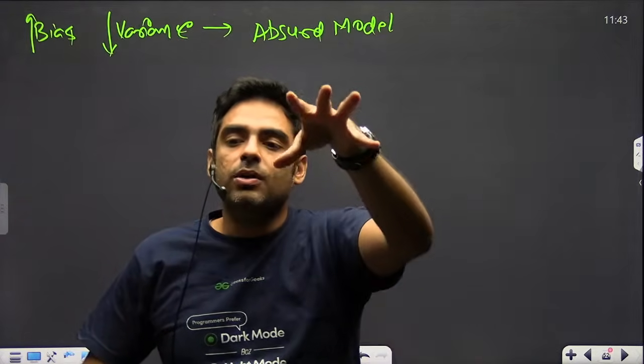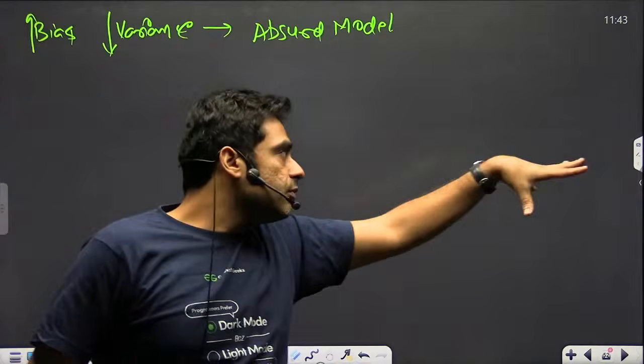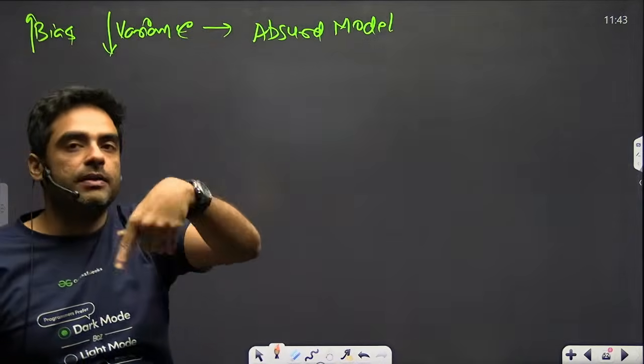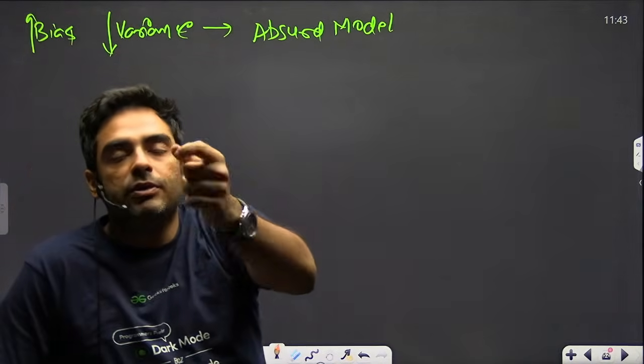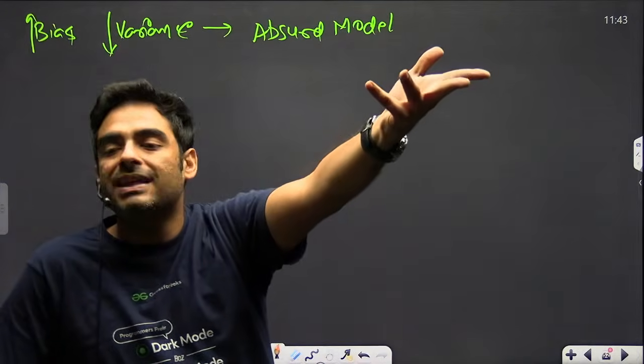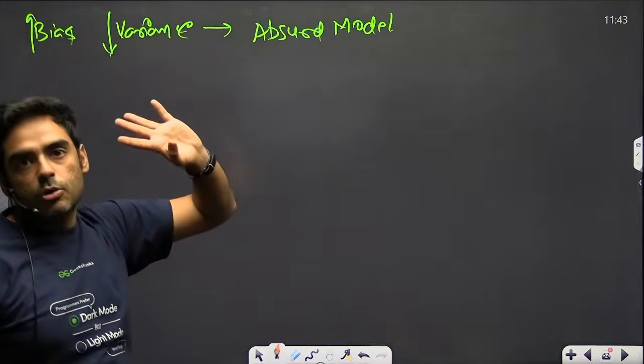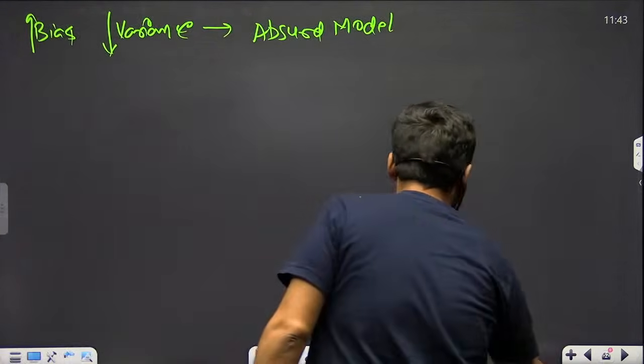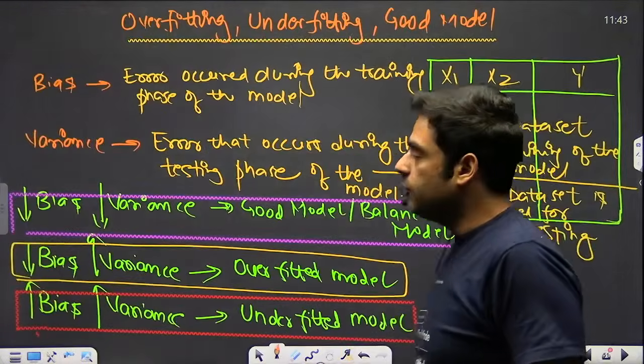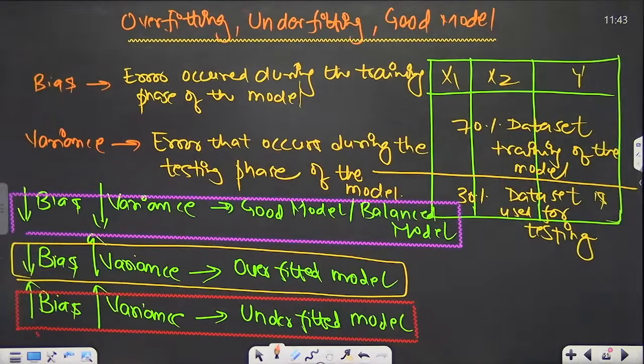If during the training phase you are getting good results, if you are able to solve questions, then only you will be able to solve them in the GATE also. So that is just an absurd thing. So this is known as an absurd model. I'll just wait for a minute. If you want, you can write it.